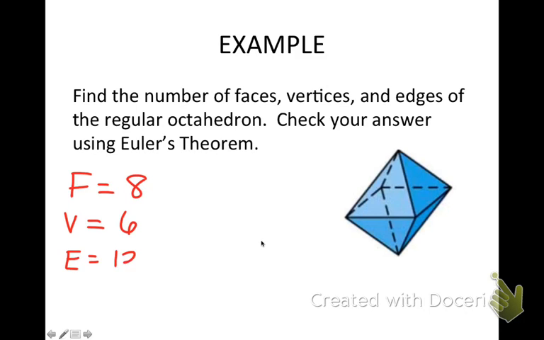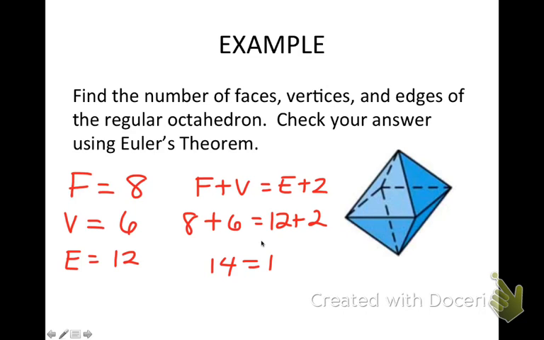Okay, so now let's check it using Euler's theorem to make sure we are correct. F plus V, so 8 plus 6, is that equal to 12 plus 2? Yeah, 14 is equal to 14, right? So we know that we counted right when we look at the diagram. It seems pretty simple.